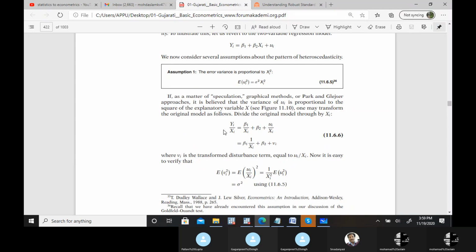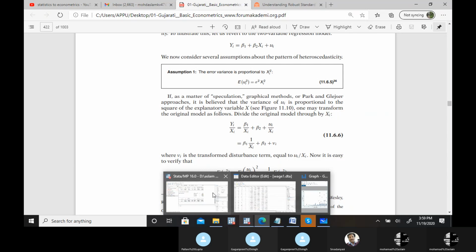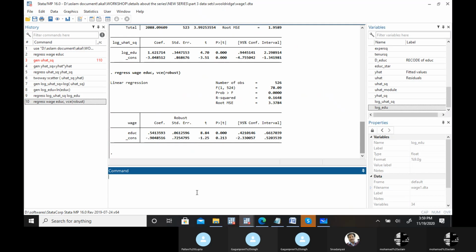But this is an assumption, right? You are assuming that the change in the residual squared is because of some constant part, and that the cause of the other changing part is x square. Like here we have an education variable. So first take the square of education.